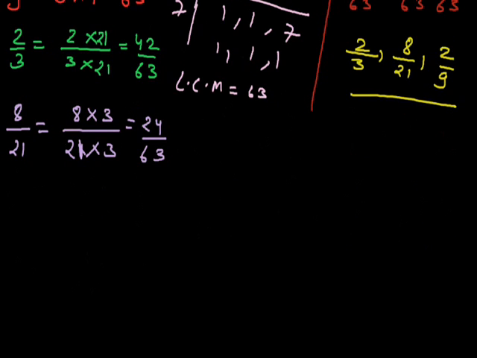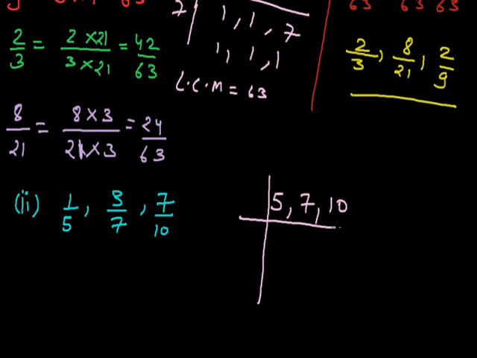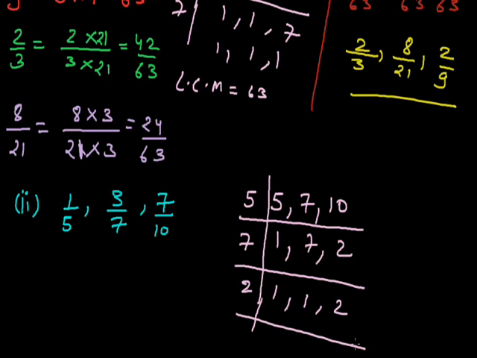In the second part also we have to arrange the given fractions in descending order. First is 1 by 5, then 3 by 7, then 7 by 10. Now first we will calculate the LCM of 5, 7 and 10. If we go by 5, we get 1, 7 and 2. Then by 7, 1, 1 and 2. Then by 2, 1, 1 and 1. So the LCM will be 7 times 2 is 14, 14 5s are 70. So we have the LCM as 70.